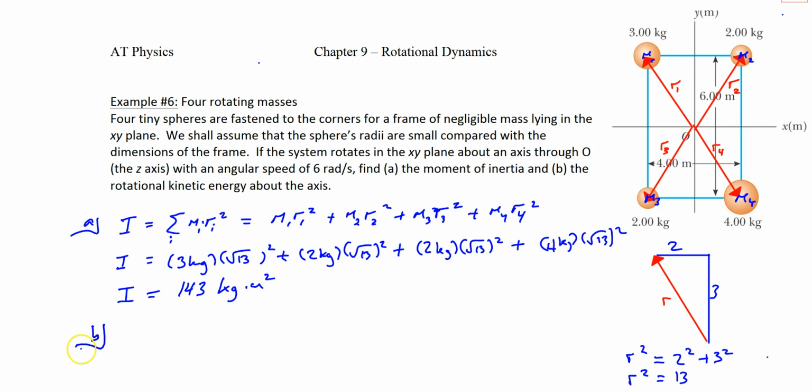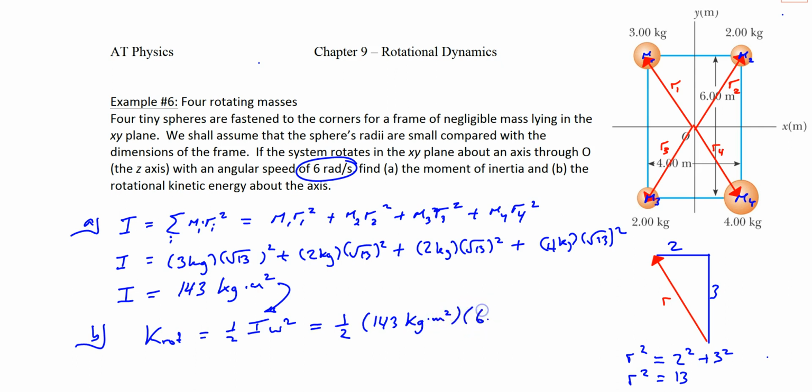Okay, now let's go on to part B. We're trying to find the rotational kinetic energy, which is given by 1/2 I omega squared. Now you've already calculated I up there, which is 143. So all you need to know is what the angular velocity is, which is 6 rad per second. So we just substitute in here 143 kilograms times meter squared times 6 rad per second quantity squared. And that gets you an answer of 2,574 joules. And that's it for this example.